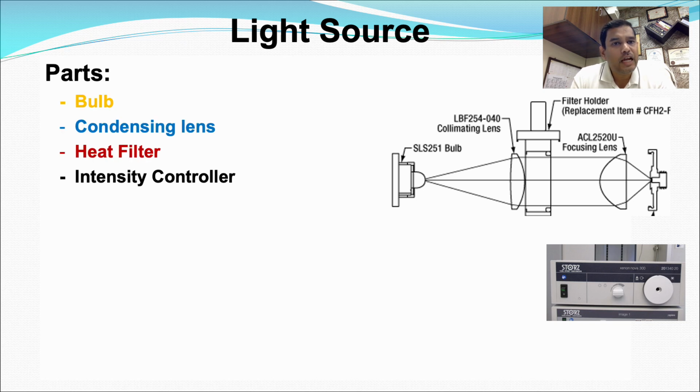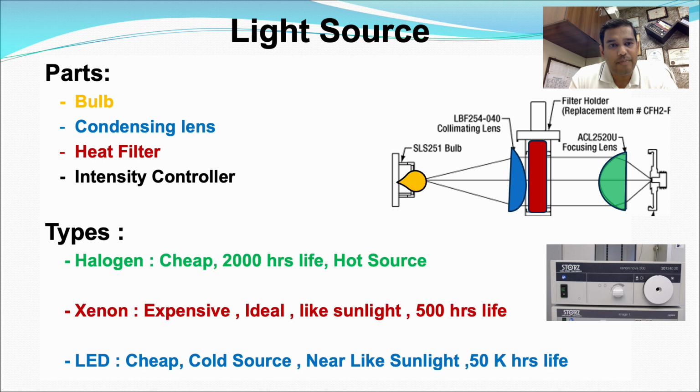Light source. Light source has various parts. First is the bulb, which emits light and then falls over the condensing lenses. This condensing lenses concentrates the light over a single point where you attach your light cable. In between, there is a heat filter which decreases the amount of heat energy that is generated by the light source and minimizes the amount of heat that is transmitted through the light cable. Then you have an intensity controller. With the help of the intensity controller, you can control the intensity of the light that is inside the abdomen.